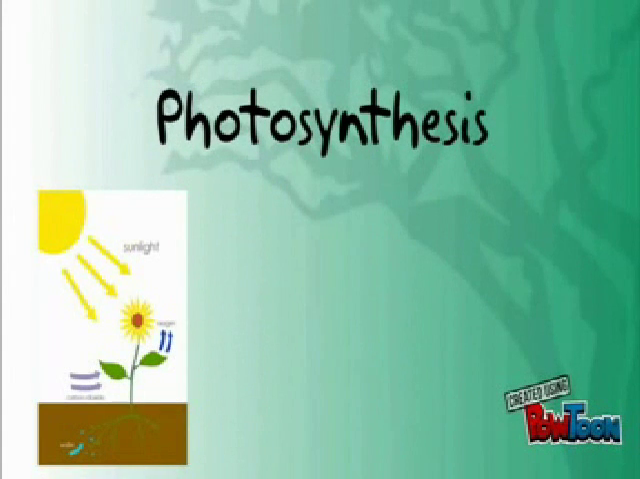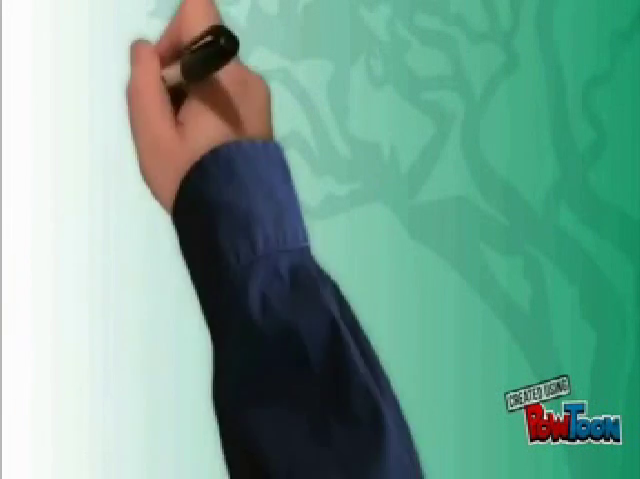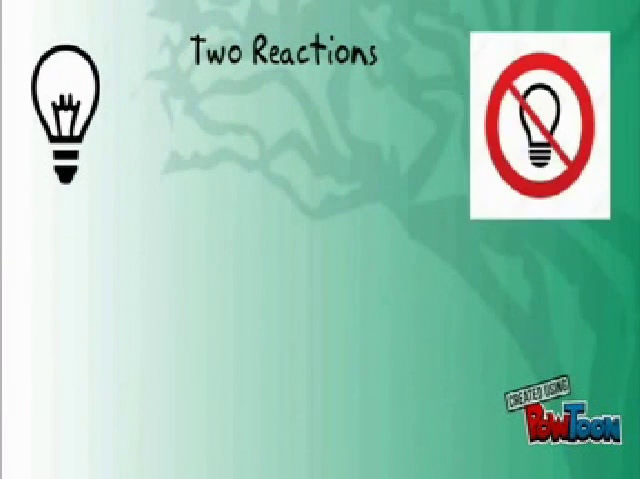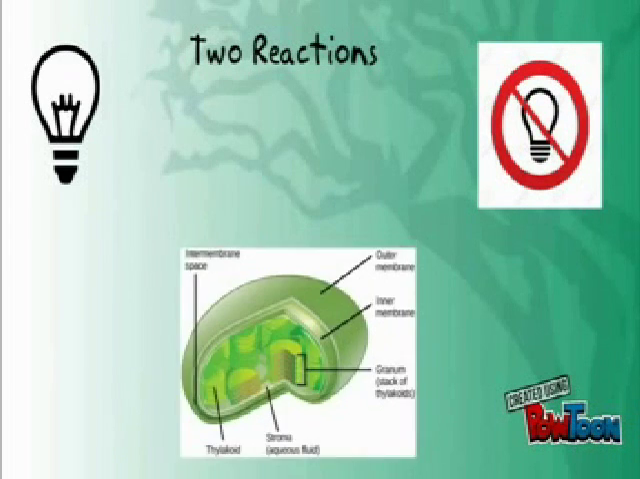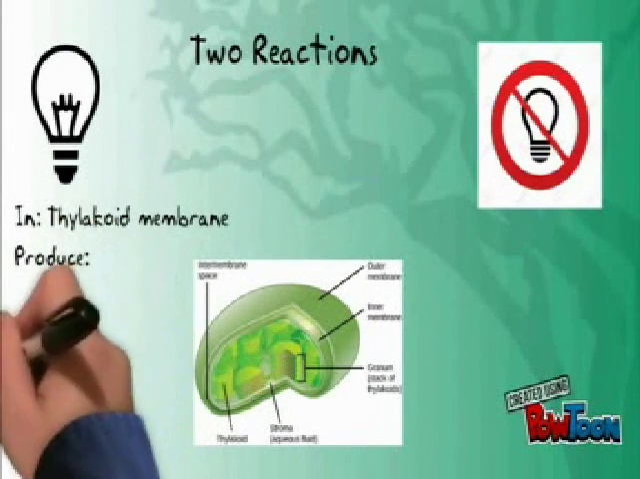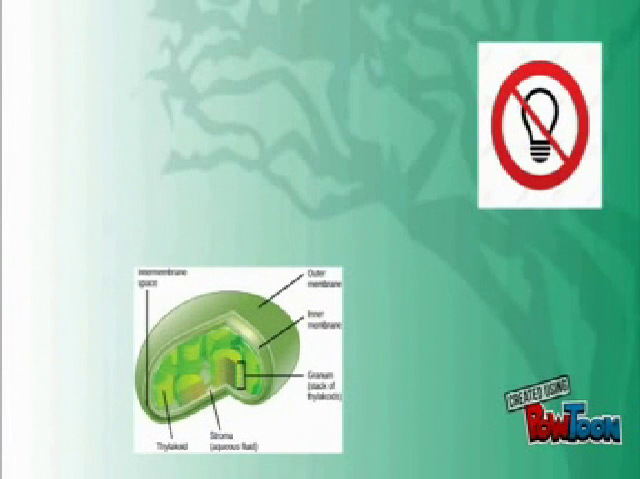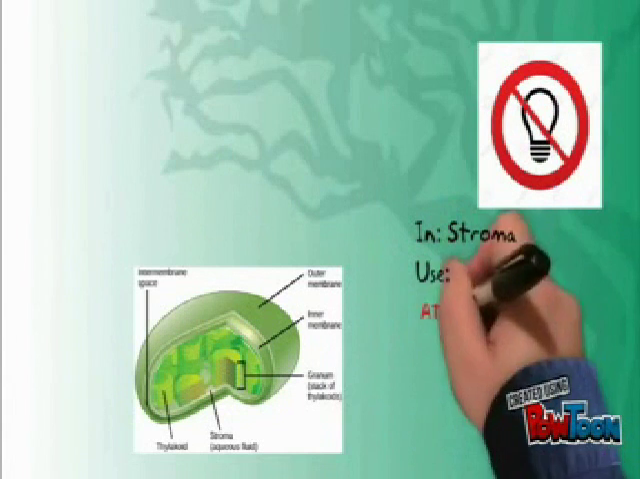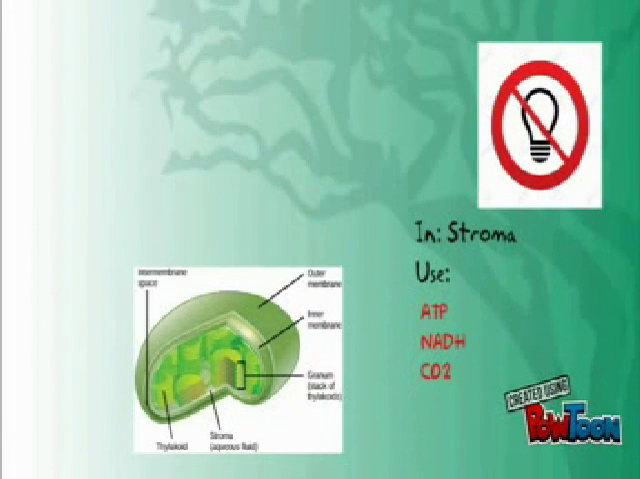In this video, we are going to talk about photosynthesis, which is the conversion of light energy to chemical energy by plants. This process includes two important reactions, which are the light-dependent reaction and the light-independent reaction. The first one, occurring in the thylakoid membrane, produces ATP, NADPH, and O2, while the second one, also known as the Calvin cycle, occurring in the stroma, uses CO2, ATP, and NADPH to make carbohydrates.